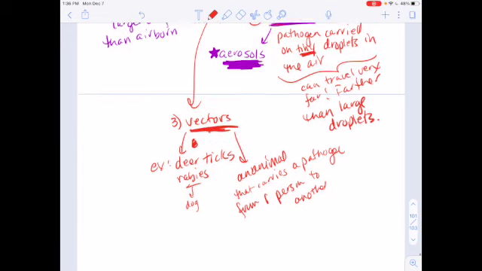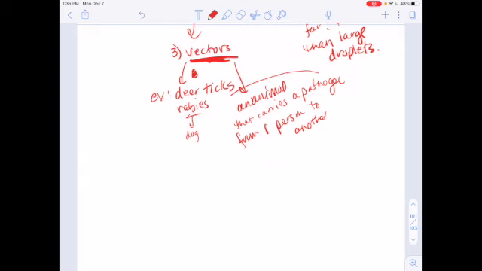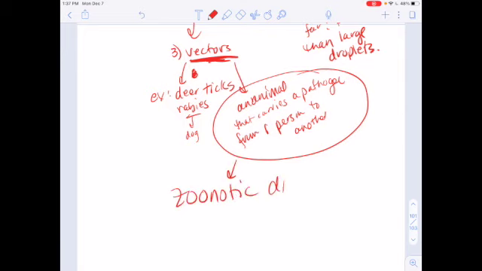All right. When you have an animal vector, this is also known as a zoonotic disease. If there is an animal reservoir and then an animal vector that brings it from the animal to you, it's called a zoonotic disease.